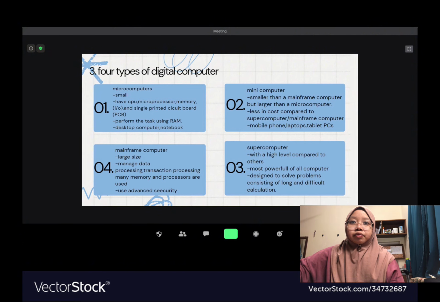And the last one is the mainframe computer. The size of a mainframe computer is large because there is a lot of data to manage, a lot of data processing, traditional processing, and many memory and processors are used in a mainframe computer. And a mainframe computer uses advanced security because there is so much data in it, so they want to protect the data from hackers.